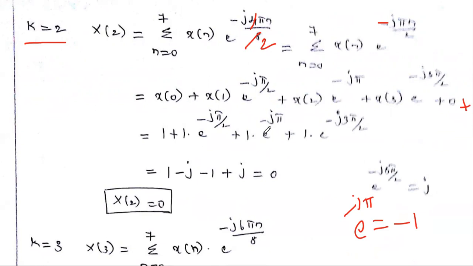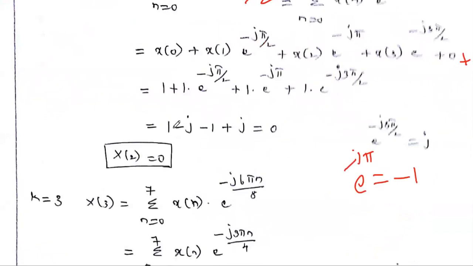So you just substitute these values in the above equation. So we may get 1, then e power minus j pi by 2 value is minus j, then e power minus j pi is minus 1, so minus into this minus 1, then plus j. So here you see 1 minus 1 cancel, plus j minus j cancel. So what is the answer finally? 0. So capital X of 2 value we calculated as 0.